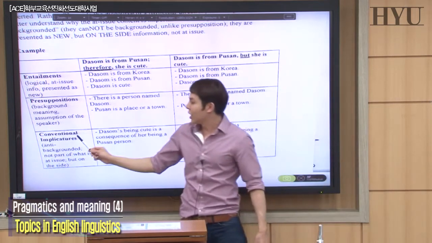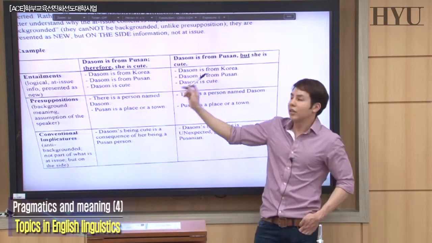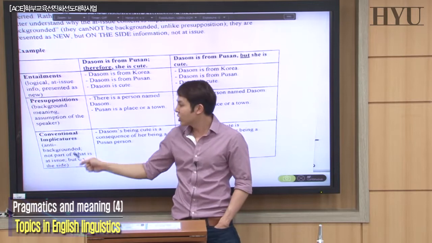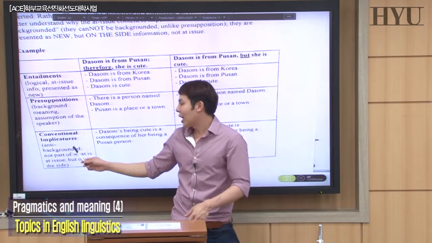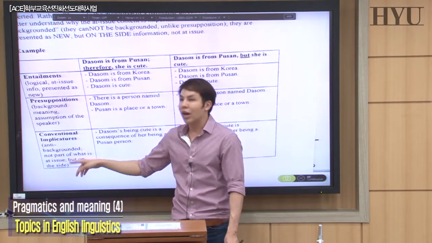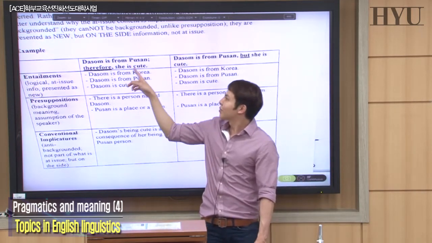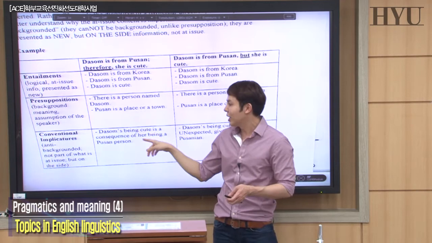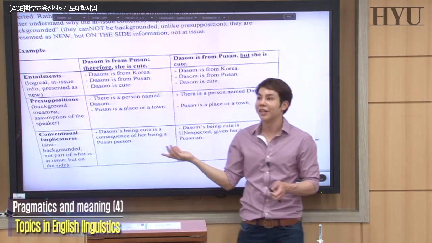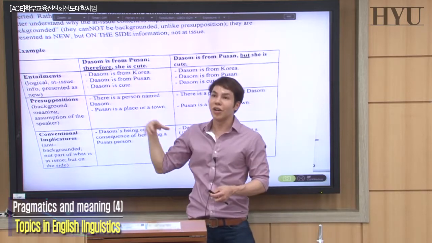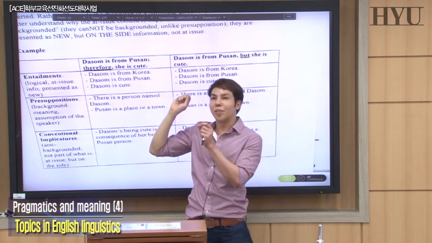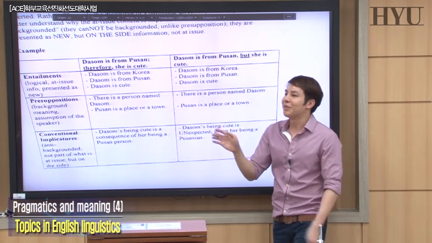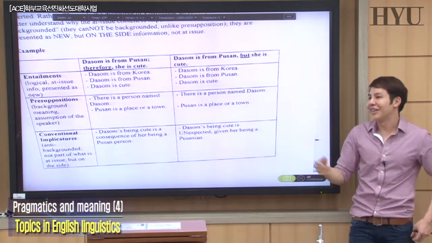But what's different is the conventional implicature here. I do not mention conversational because there's no maxim violated or anything in this situation. So conventional implicature here is something that's backgrounded, not part of what is at issue but on the side. In the first one, Tasom is from Busan, therefore she is cute. It implies that Tasom's being cute is a consequence of her being a Busan person. So because therefore signals the consequent, in this case, it implies that people from Busan are cute. Is this true? All people from Busan are cute? Maybe, maybe not, right?